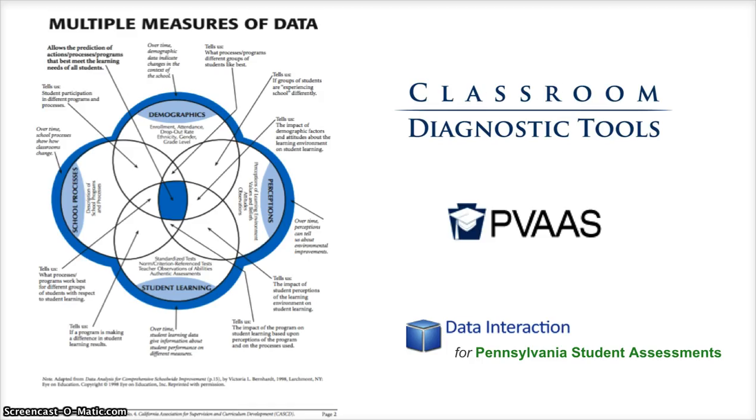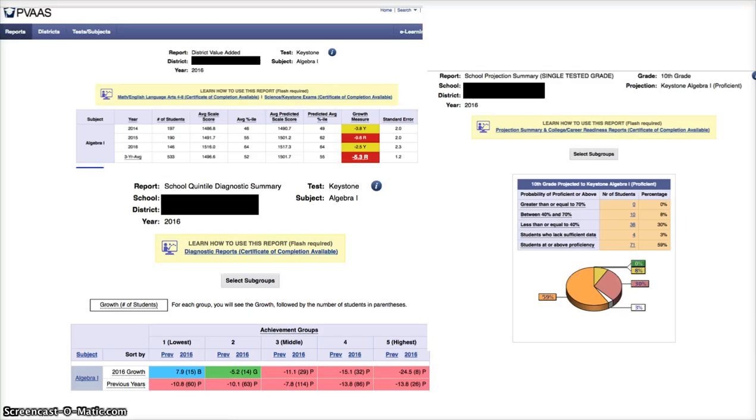So it is best practice to use multiple measures of data to plan instruction, whether that is whole group instruction or personalized instruction. Today we'll use the Classroom Diagnostic Tool, PBAS, and eMetric as our data sources. Our first example will be with Algebra 1. And we have PBAS data that we're looking at.